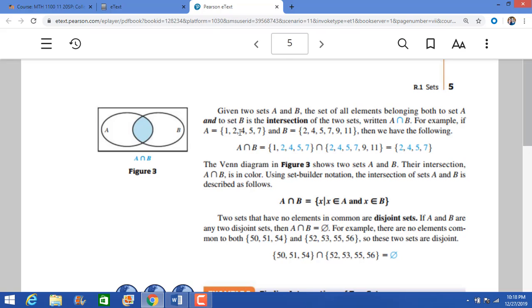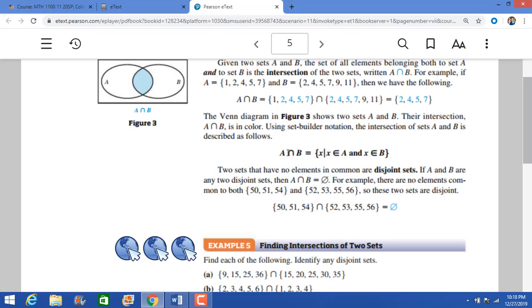So if we look at A being 1, 2, 4, 5, and 7, and B being this set, and we want the intersection of those two, then we want everything that's in both, which would be 2, 4, 5, and 7, which then would just be this set. So the intersection of two sets is all of the elements that are in both sets. And we can extrapolate this to the intersection of 3 sets, 4 sets, and so on. Now if we look at the Venn diagram, the intersection is the shaded region, the overlap.